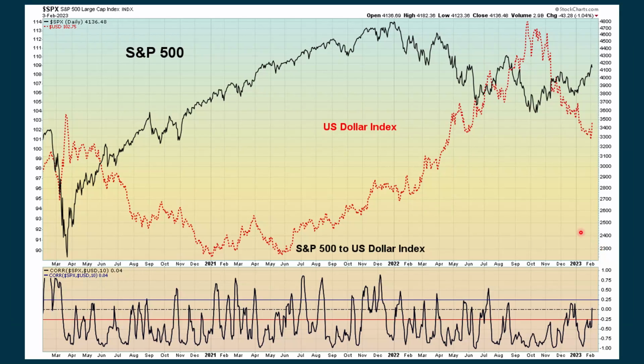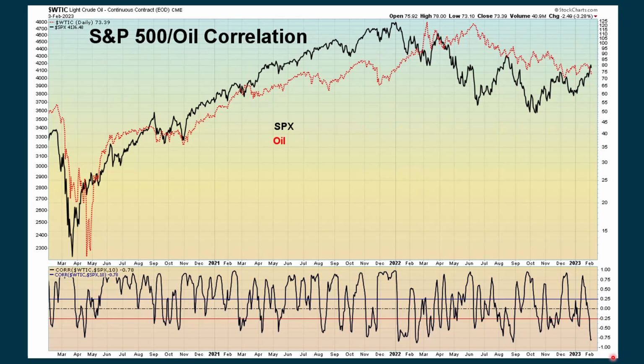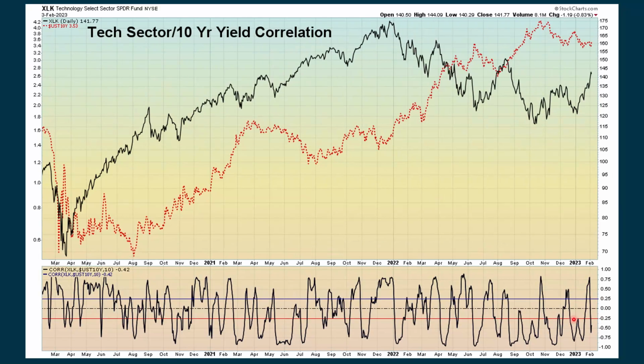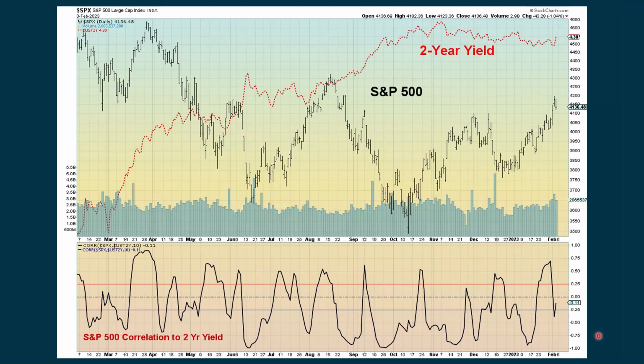Looking at some correlations, the S&P 500 to the dollar, neutral right now. Not going in the same direction, not going in opposite directions. S&P to oil having a tendency to go in opposite directions of each other. The S&P 500, the 10-year correlation, also having a tendency to go in opposite directions. Same thing is true with the tech sector to the 10-year yield correlation. Opposite directions right now. The S&P 500 to the 2-year back in neutral land.